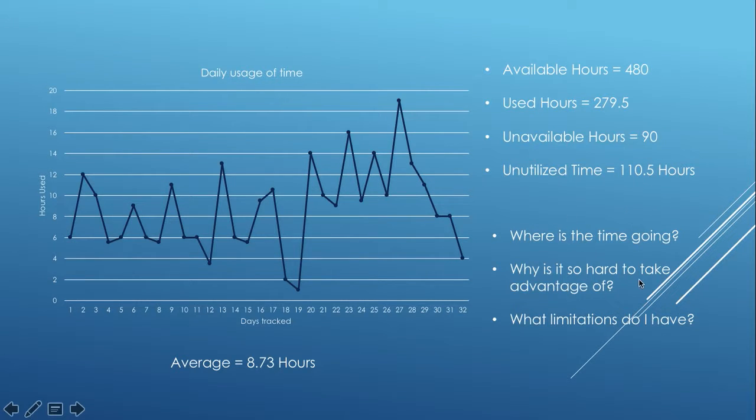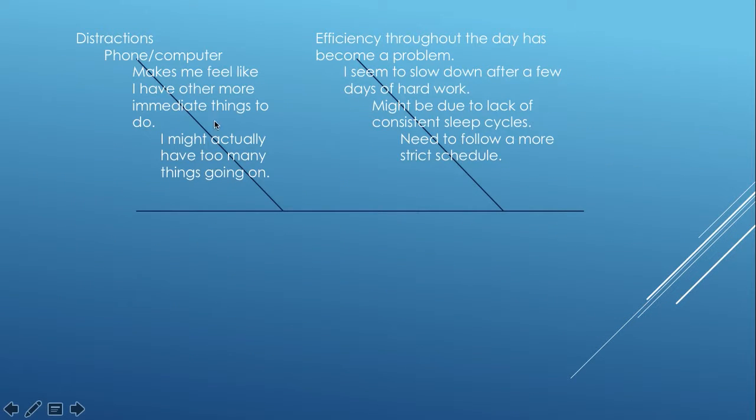So where's the time going? Why is it hard to take advantage of? And what limitations do I have? So I came up with this little fishbone diagram. One cause I thought was distractions: my phone, my computer, making me feel I have more things going on or more things that I can take care of immediately than I really have. And so I might actually have too many things going on. The other thing was efficiency throughout the day has become a problem. I seem to slow down after a few days of work. Might be due to a lack of consistent sleep cycles. Need to follow a more strict schedule.